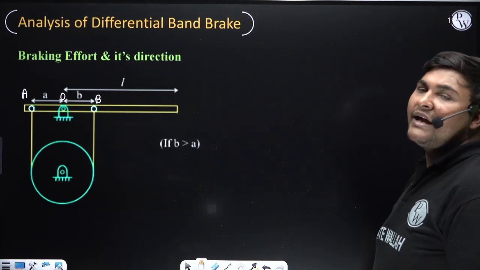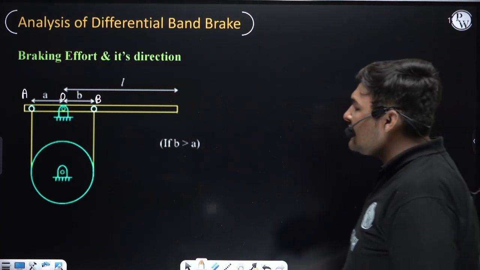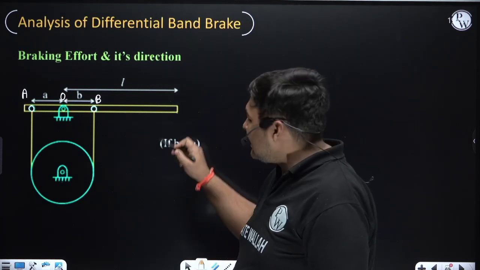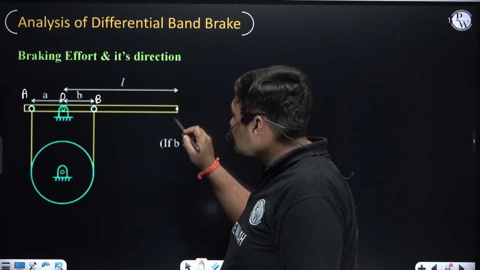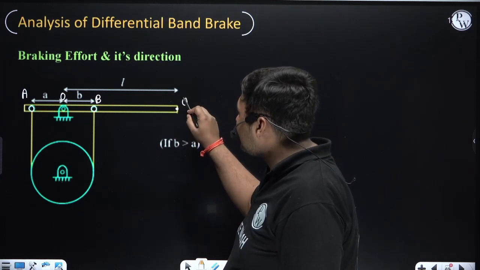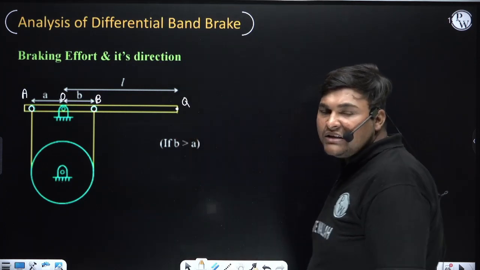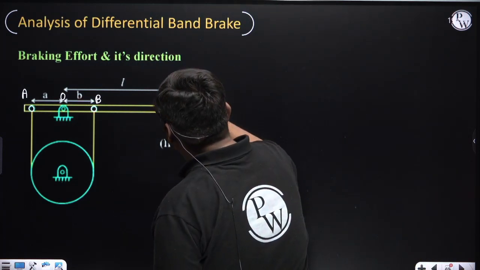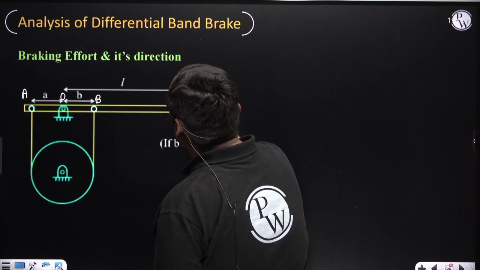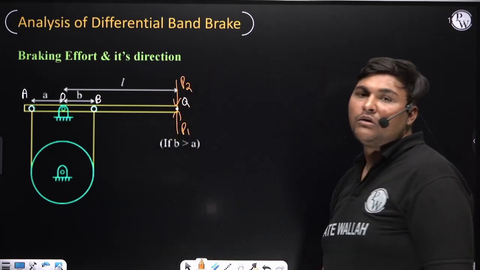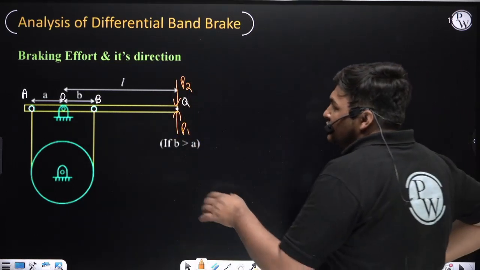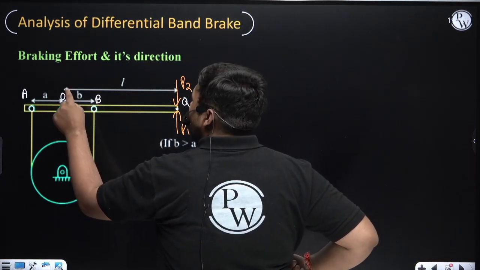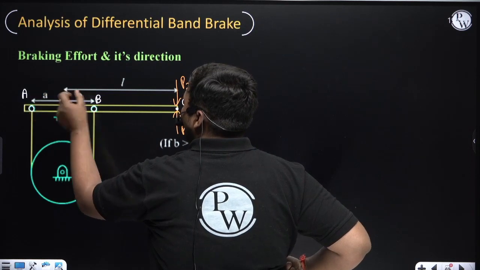Now, how to find the direction of braking effort, meaning what should be the direction of braking effort in this case? First we will apply the braking effort at this location, because this point is farthest from point O. Suppose I am denoting this point as Q. At this location, should the braking effort be upward or downward? For that we need to see whether the distance of point B from the fulcrum is more, or the distance of point A from the fulcrum is more.